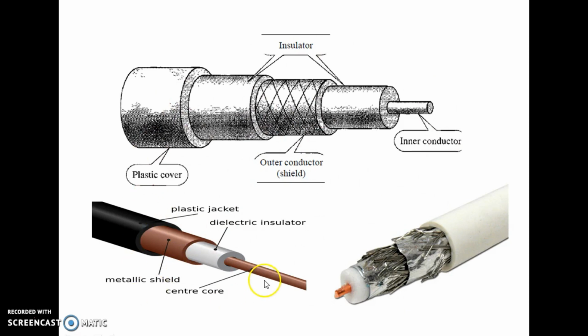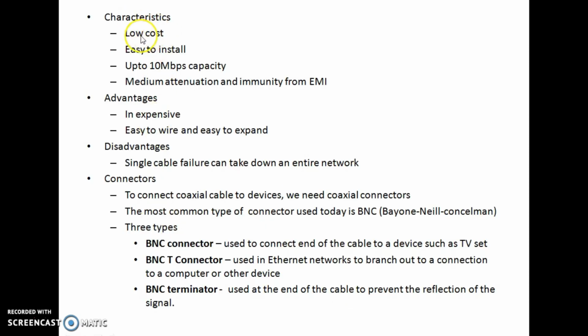You can see the insulator, and we can separate the inner conductor and the outer conductor. Its characteristics: it has low cost, is easy to install, supports up to 10 Mbps speed, and has medium attenuation. Advantages: it is inexpensive, easy to install, and also easy to expand. The drawback is that a single cable failure can take down the entire network.